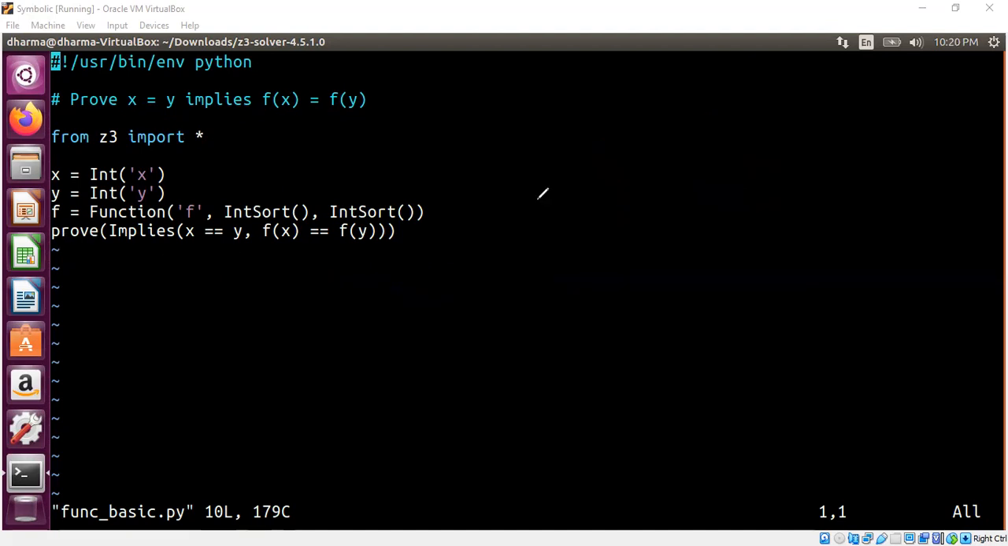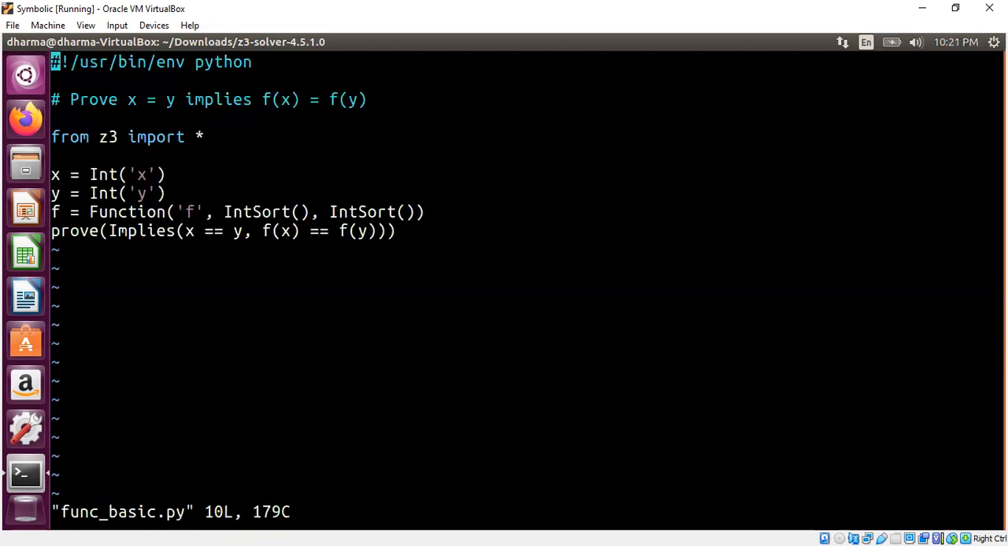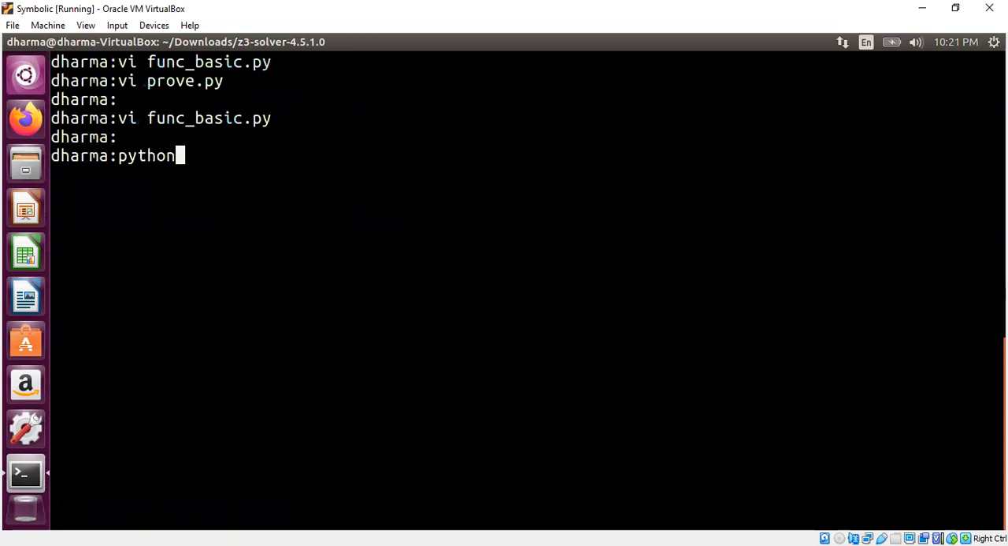Let's go into the proof very quickly. Proof takes a theorem, it instantiates a solver, it negates the theorem. If the negation of the theorem is unsatisfied, that means this is always false. This means the theorem must be true. Okay, that is the idea. Otherwise, you get a counterexample. First, x is equal to y implies f of x equal to f of y. We will prove it with the help of Z3 first. Yeah, it's proved. We all know this is correct.